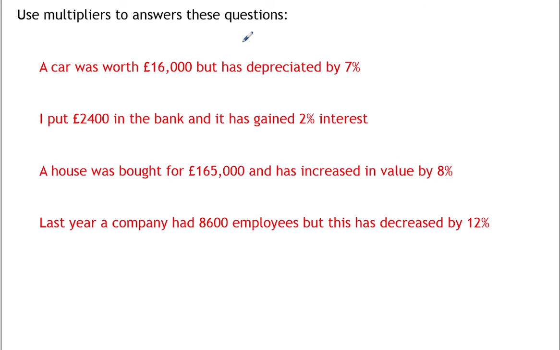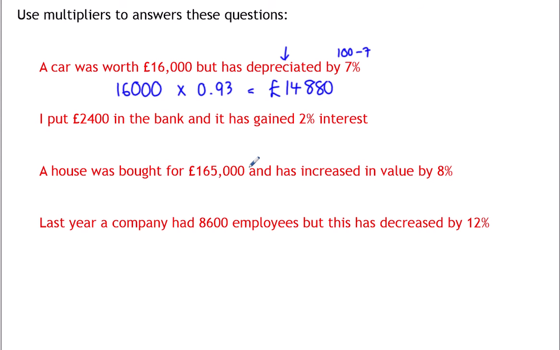Number 1 then, we've got £16,000 to start with. We're depreciating, that means going down in value, so taking away by 7%. 100 take away 7 is 93. As a decimal, that's 0.93. So 16,000 times 0.93, I'm typing it in now, is 14,880.